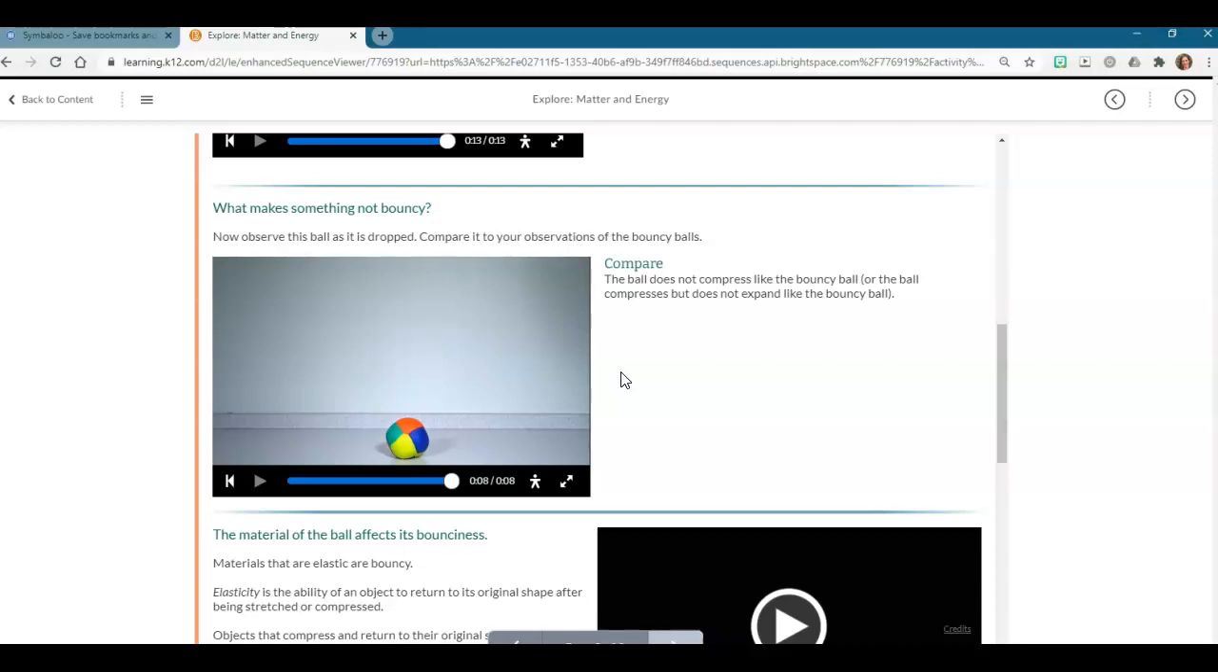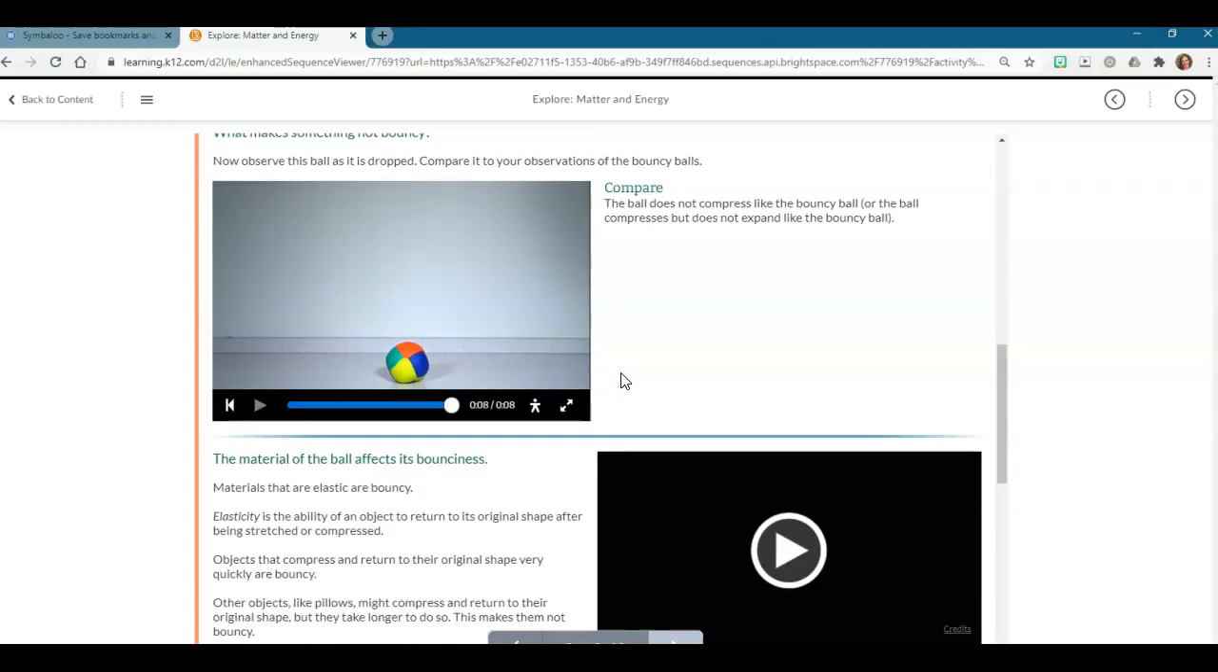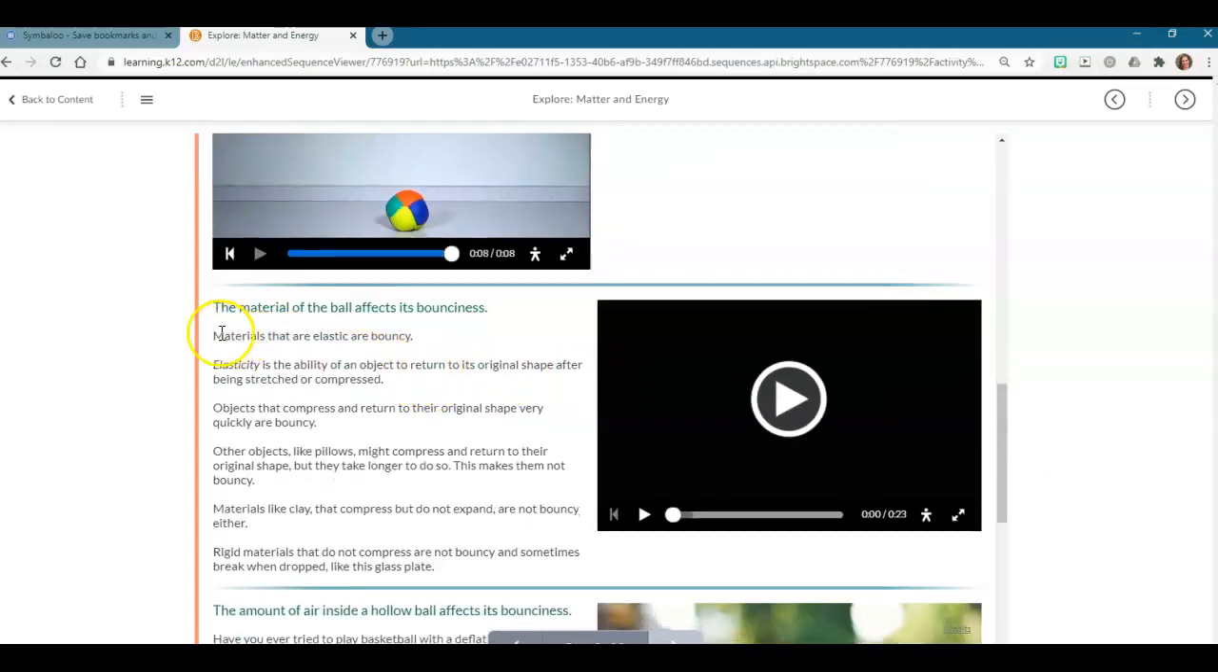So the bouncy ball definitely has some kind of elasticity, right? So the material of the ball affects its bounciness. Materials that are elastic are bouncy. Elasticity is the ability of an object to return to its original shape after being stretched or compressed. So that may be something you want to write down. Objects that compress and return to their original shape very quickly are bouncy.